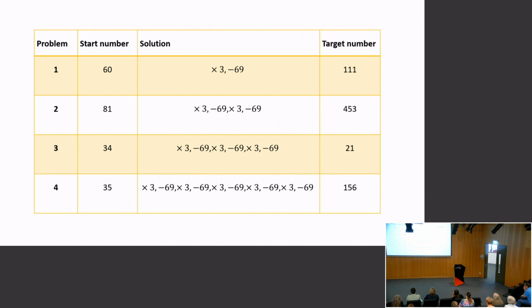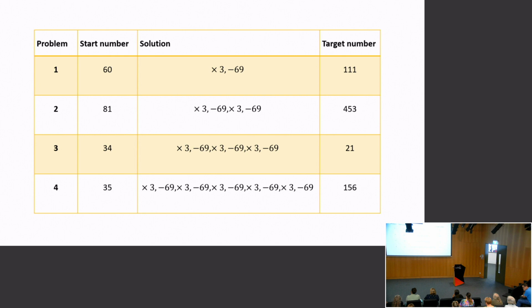The problems gave a starting number and a target number. They had to get from the starting number to the target number using only two rules: you could either multiply by 3 or subtract 69. These are the solutions to each of the problems. Notice that in each case the solution simply alternates the moves: times 3, minus 69, times 3, minus 69, and so on, in different lengths.